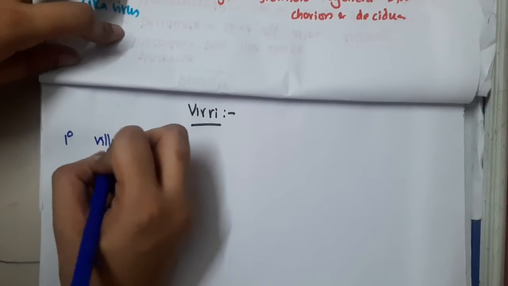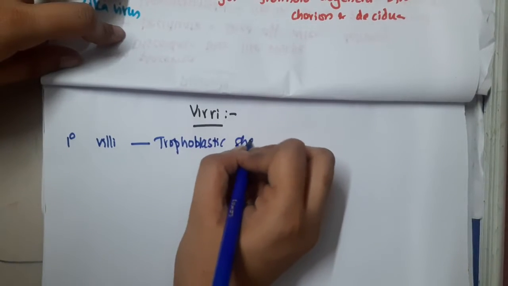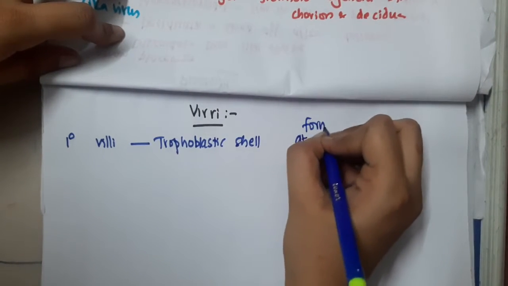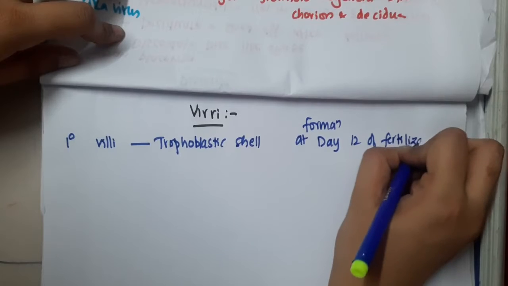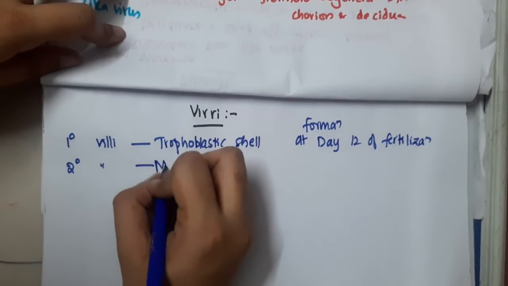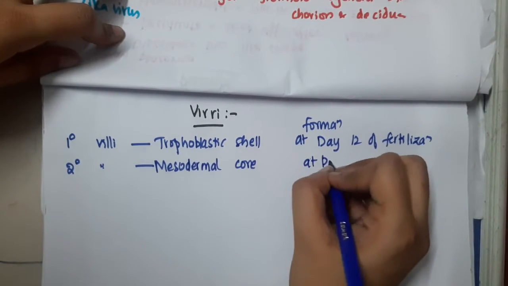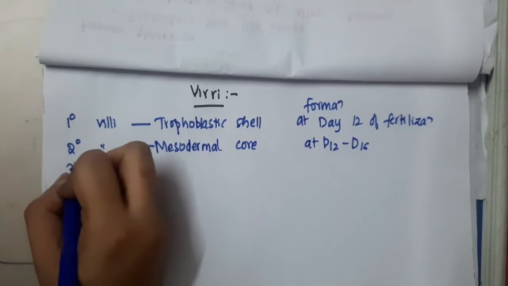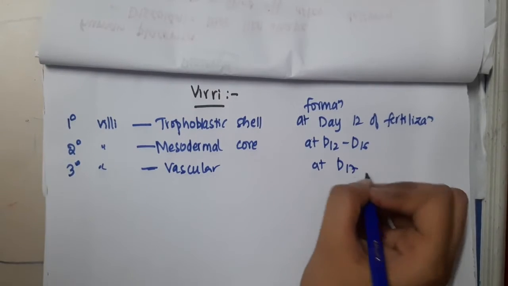Then if you see formation of villi, primary villi is only a trophoblastic shell, which is formed at day 12 of fertilization. Then secondary villi, which is nothing but mesodermal core, is formed at day 12 to day 16. Then we have tertiary villi, which is vascular, and it forms at day 17.